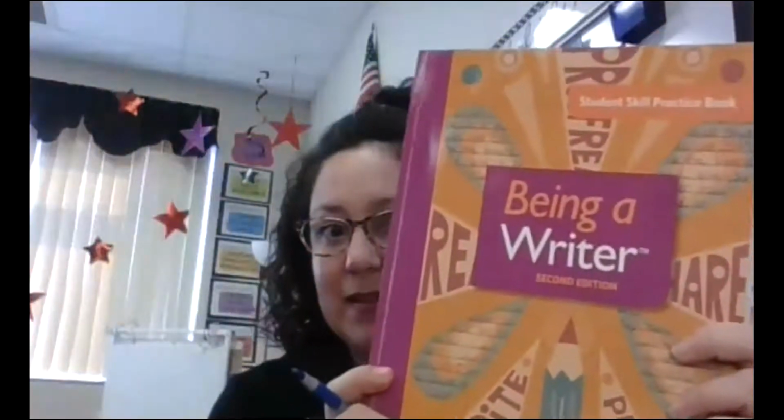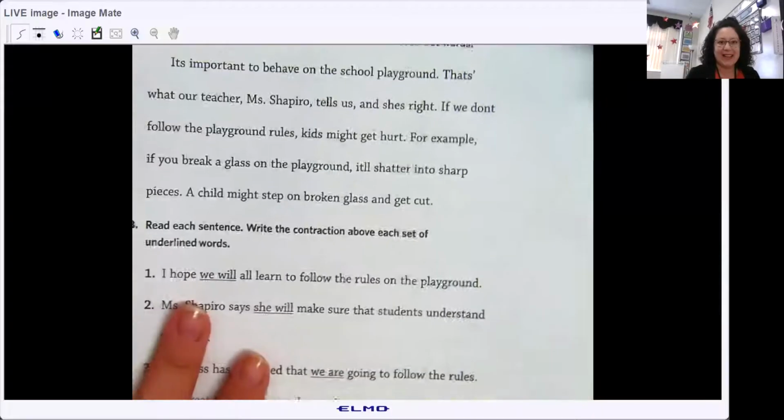All right, boys and girls, continuing on with our contraction action. Two words put together, kick out some letters, throw in that apostrophe, okay? We are going to be working in our workbook still, and we are going to be on page 81, 8-1. So go ahead and grab that, get it started, get your pencil, and here we go.